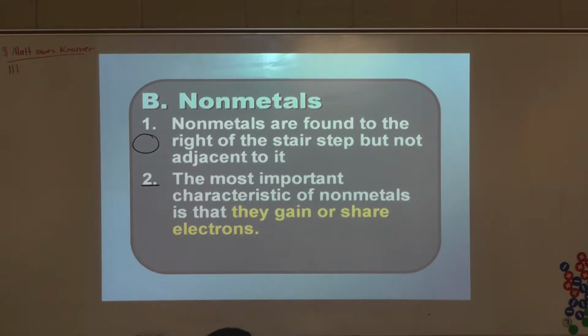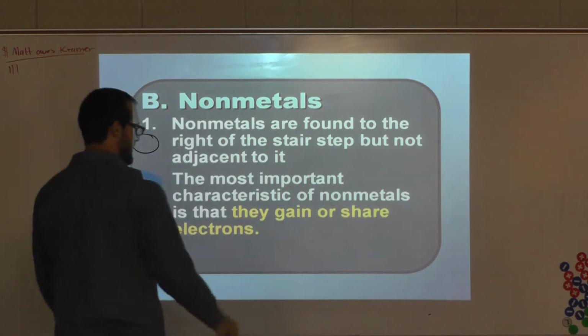The ones adjacent. Okay? So boron, is that a nonmetal? No. No, because it's adjacent. How about carbon? Yes, it's on a corner. It's not adjacent, so it's going to be a nonmetal. Silicon? No. Phosphorus? Yes. Are you seeing the trend here? Yeah. Okay, I think we're good.